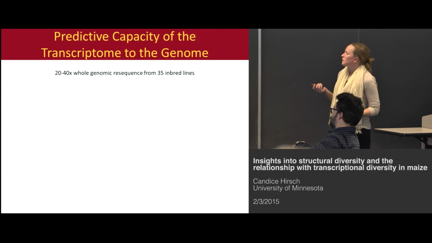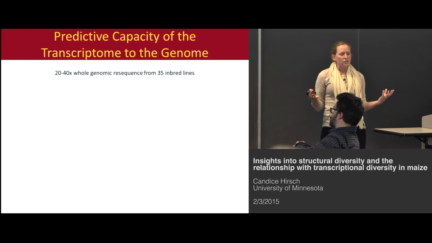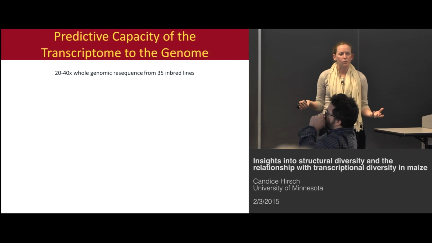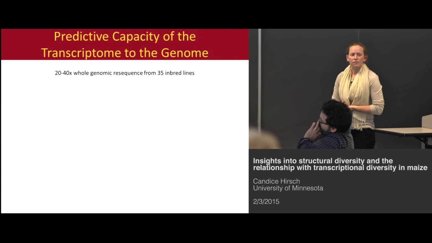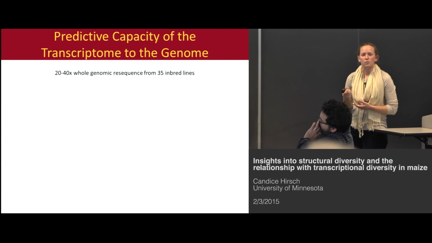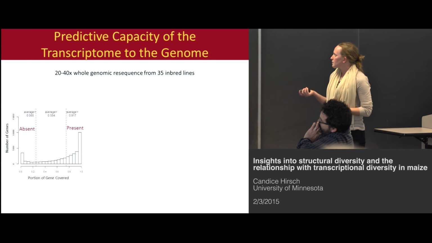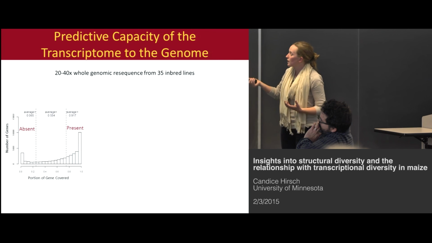Okay, so we wanted to resolve this further. We just looked at 10 of our contigs, but we really wanted to ask this on a genome-wide level. And so for this, we used whole genome resequencing of 35 inbred lines. We sequenced them to 20 to 40x depth. And we used somewhat arbitrary cutoffs.